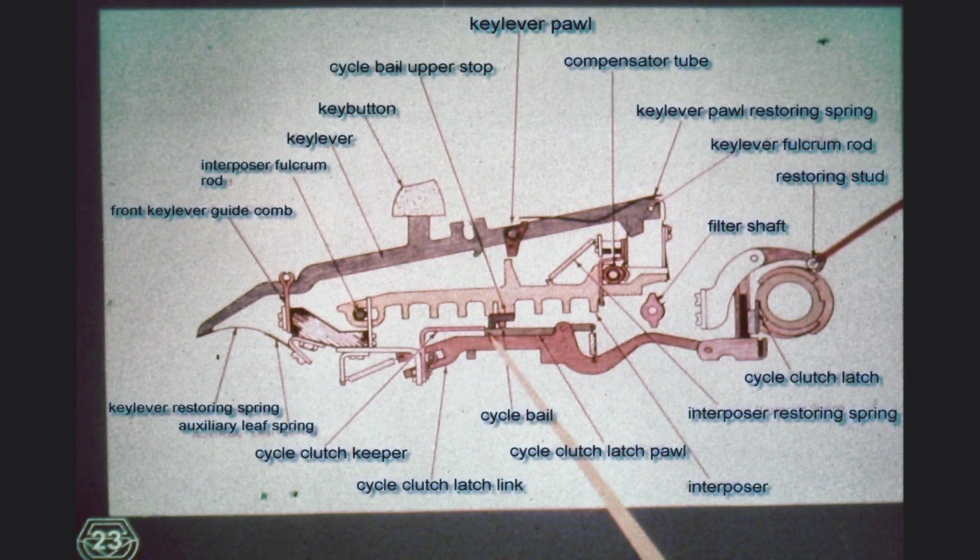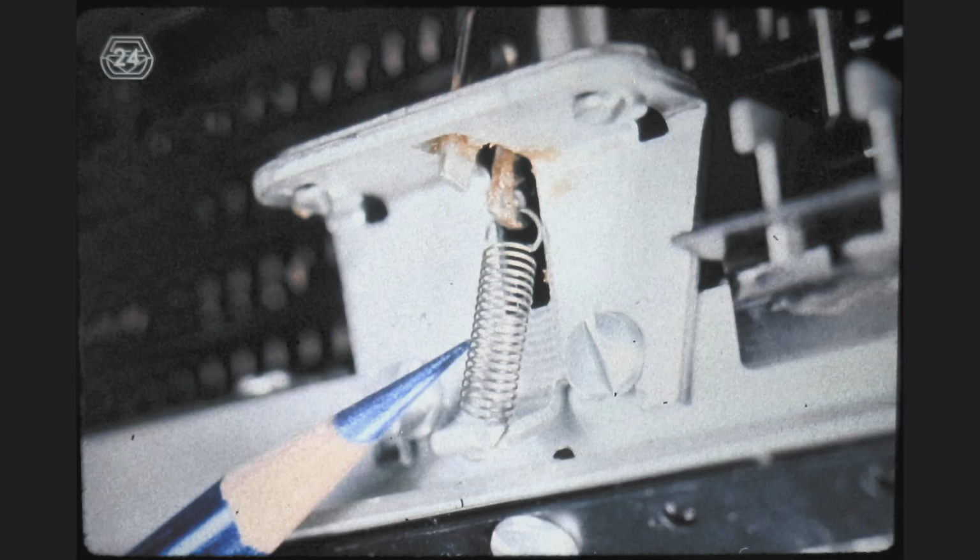Take whatever time you need to learn any new names of parts. It is the action of this spring, connected to the cycle clutch latch link, which causes the cycle clutch latch to disengage the cycle clutch. Once the cycle clutch sleeve is free to rotate, the clutch closes and turns the cycle shaft, as was explained in Training Program 10.1b on the positive power in the Selectric Typewriter.